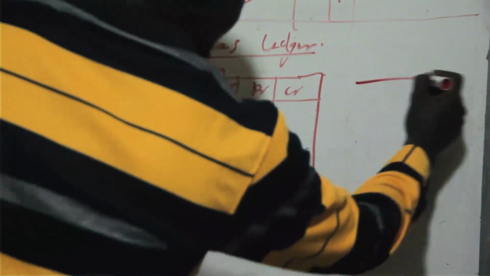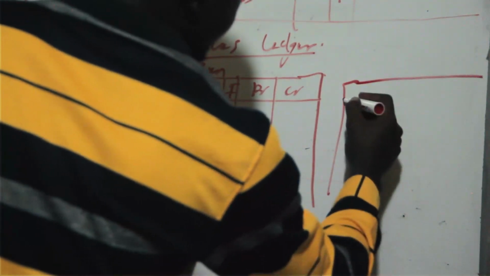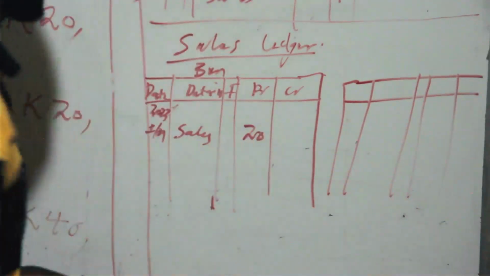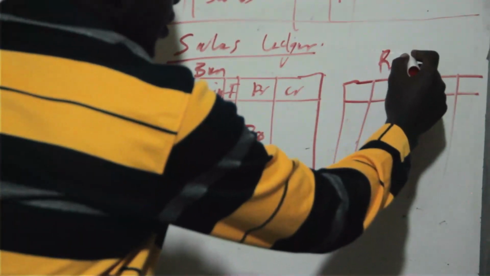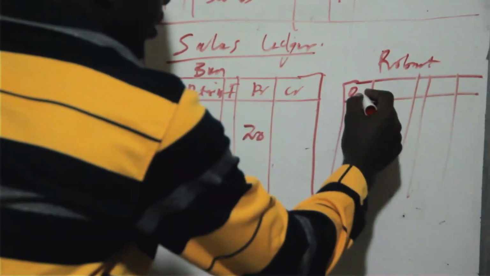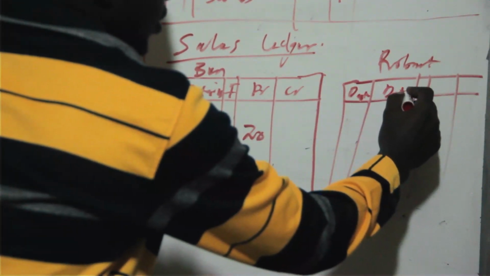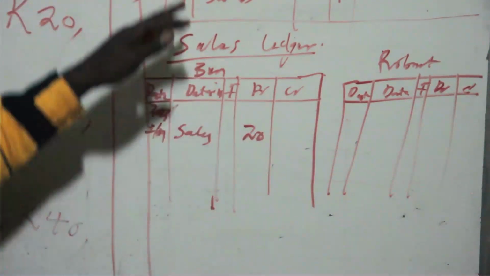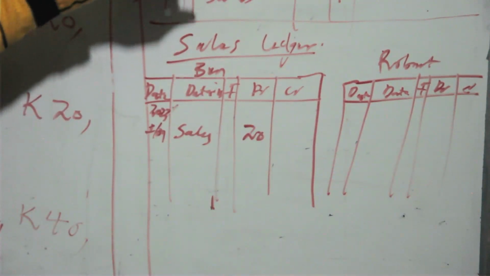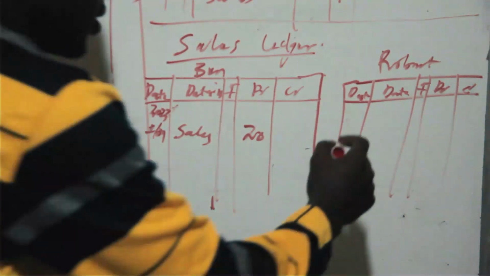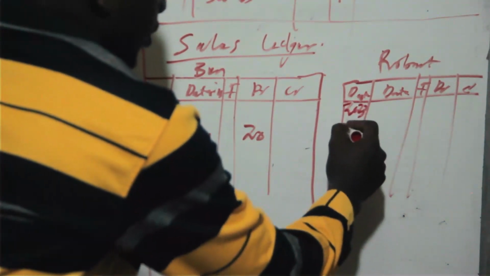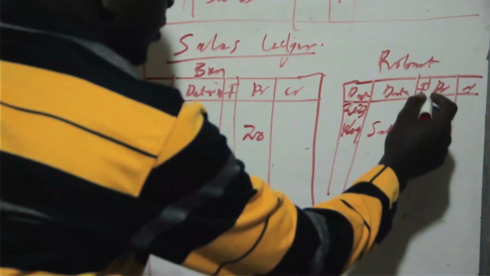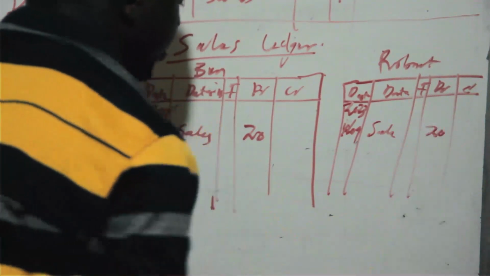Then we'll go to the second one. We'll do the same for the account of Robert. So date, details, folio, debit, credit. And the transaction for Robert occurred on the 4th of September. So 4th of September, we'll say sales, we'll debit that amount, 20 kwacha.